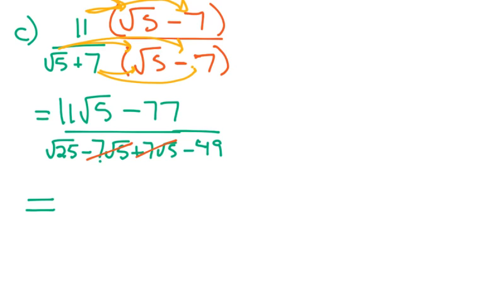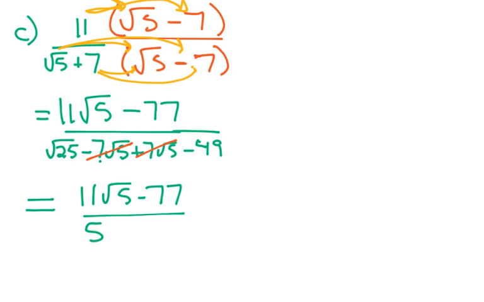Okay, so we've eliminated 2 out of the 3. Well, give me 1 minute and we'll eliminate the last one. We have on top 11 root 5 minus 77. We can't do anything about that. They're not like terms. On the bottom, hey, we have that square root of 25. But the square root of 25 is actually 5.